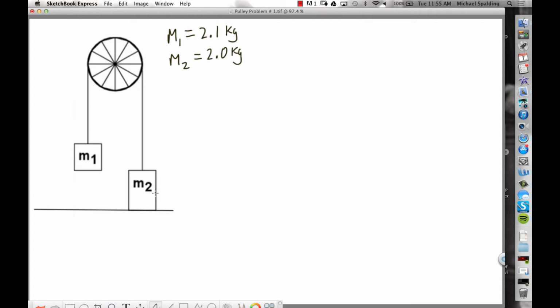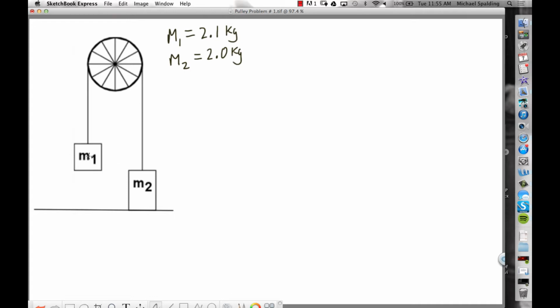All right, so we have two masses over a frictionless pulley. We're given that M1 is 2.1 kilograms, M2 is 2.0 kilograms. So M1 is slightly bigger than M2. So we want to use 9.8 here since we're dealing with such a small difference in masses.